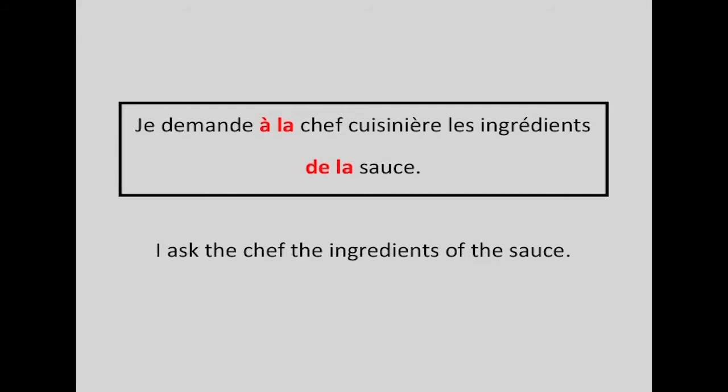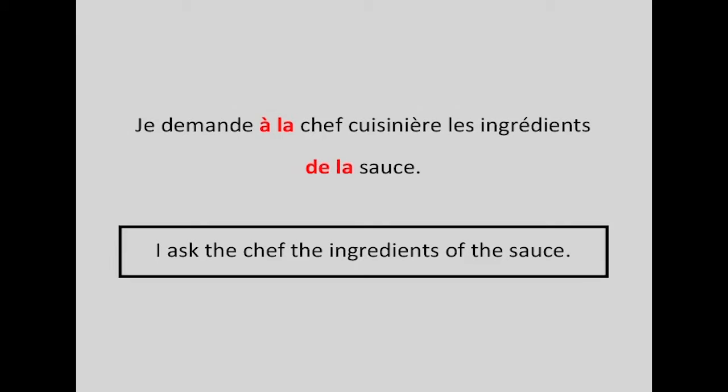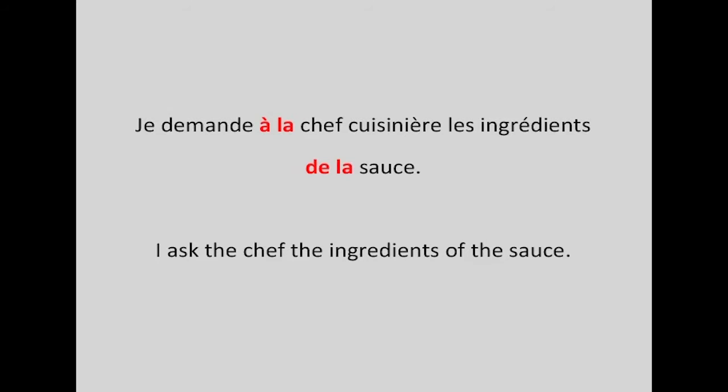Now let's see how these are used in a sentence. Je demande à la chef cuisinière les ingrédients de la sauce. The English equivalent of this sentence is, I ask the chef the ingredients of the sauce. In this sentence, there isn't any contraction because both the prepositions à and de are followed by a feminine noun.